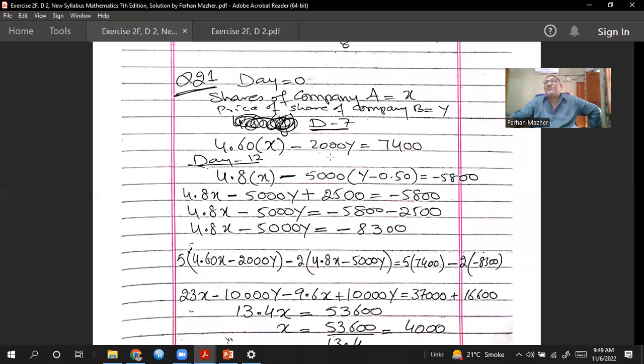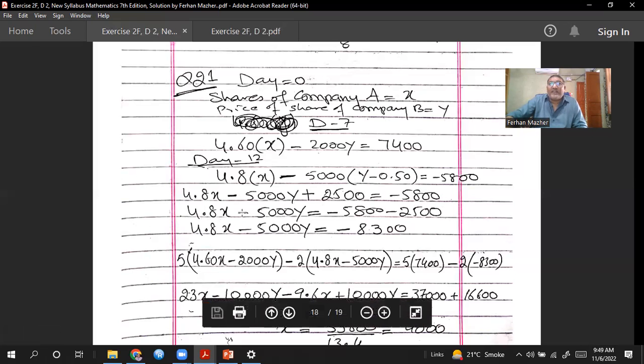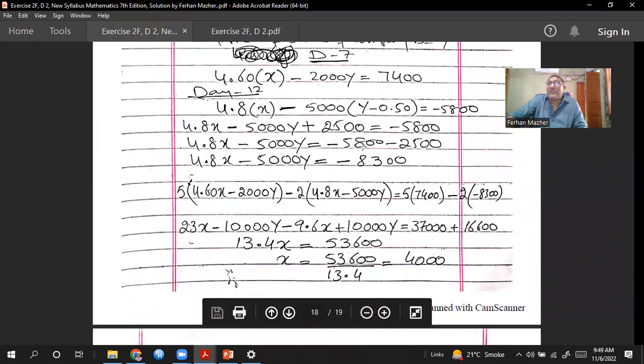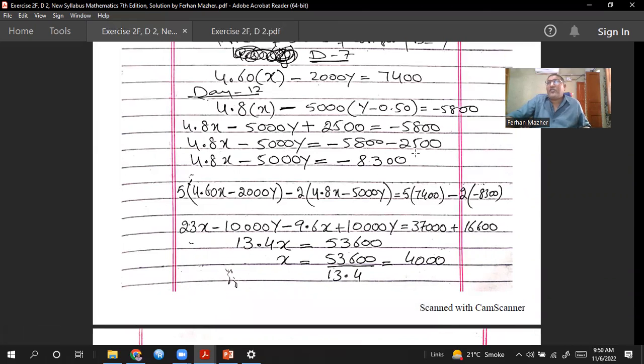And she has to pay herself more money. How much more money? $5,800. Very tricky statement. Okay, so it will be 4.8x minus 5000y plus 2500 equals minus 5800. So 4.8x minus 5000y equals minus 5800 minus 2500. So 4.8x minus 5000y equals minus 8300. So that is my second equation.